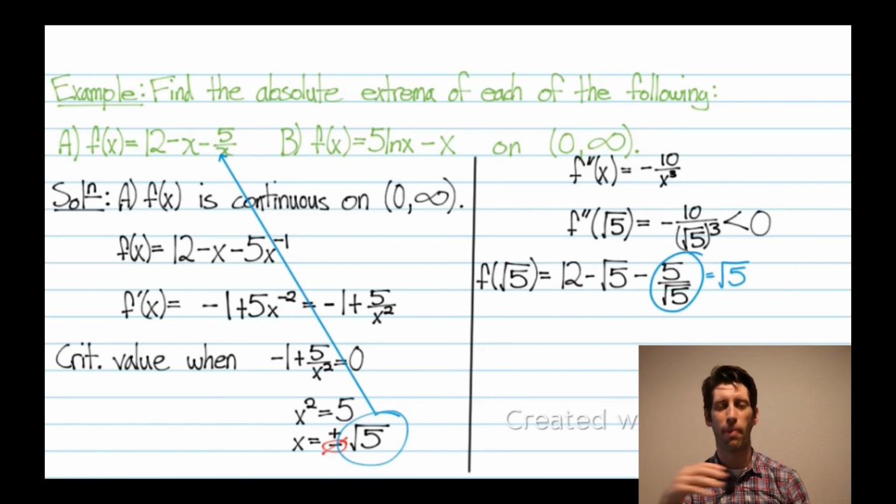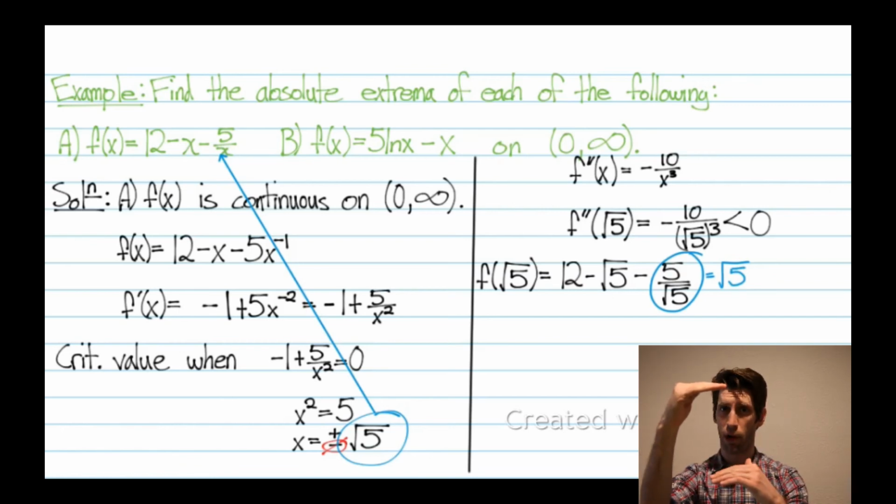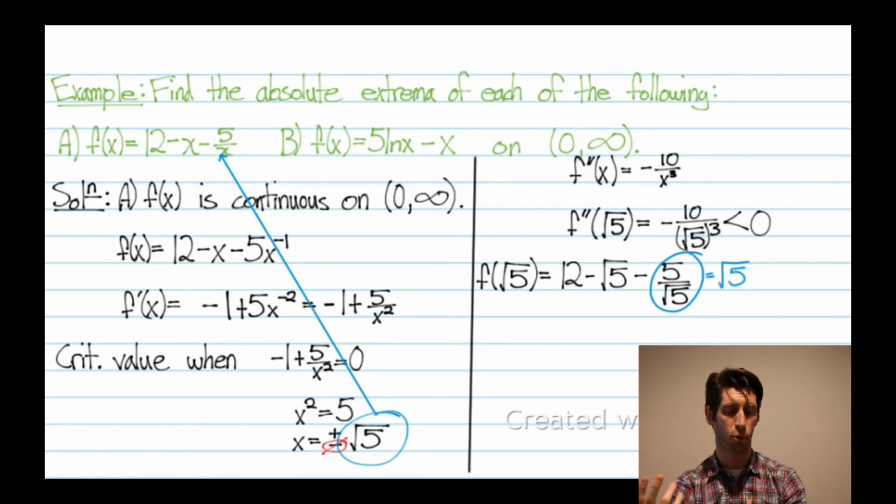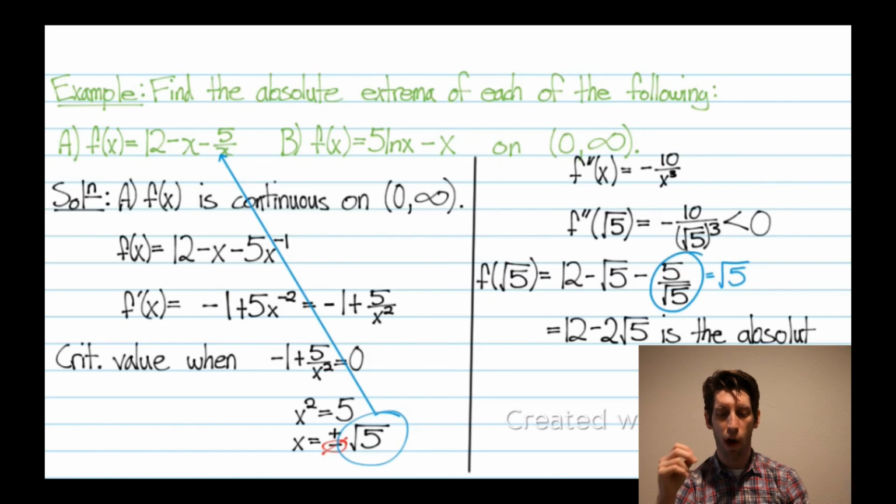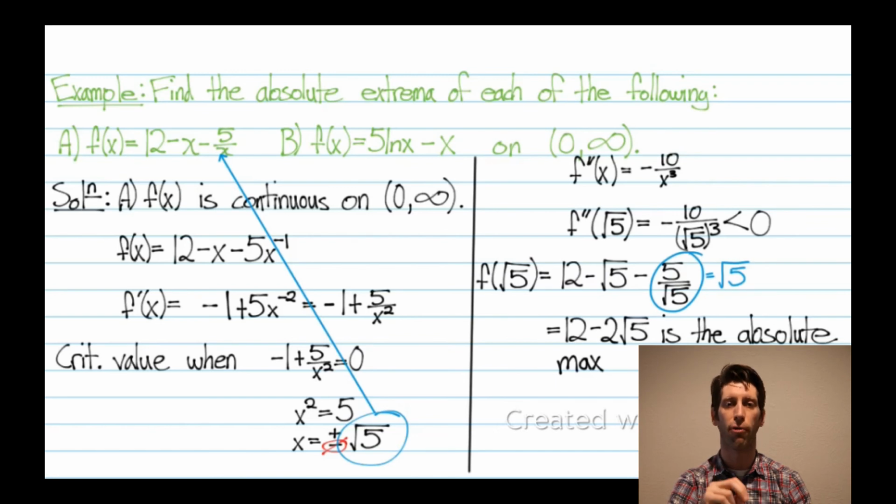Now that last term, 5 over root 5, simplifies to just root 5. This is going way back to when you were rationalizing denominators. In the end, what you get is 5 to the first over 5 to the 1/2. Subtract exponents, you get 5 to the 1/2. Turn that into a radical, and that's root 5. So what we have here is that 12 minus 2 root 5 is the absolute maximum of this function on the open interval from 0 to infinity. And we get that because the second derivative test for global extrema applies.